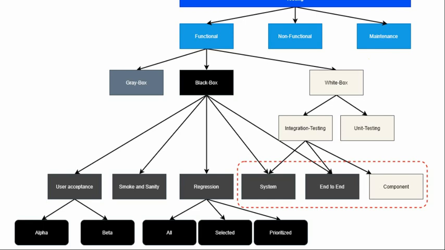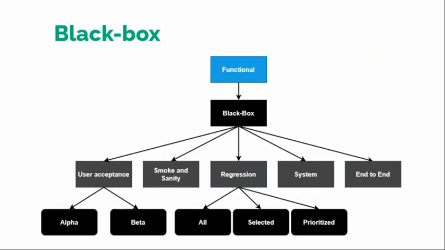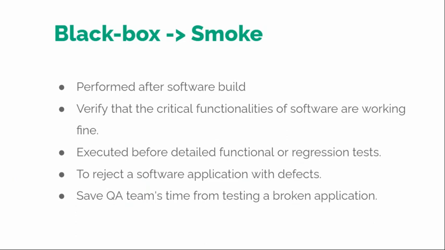So let's come back to our main topic, which is black box testing. Black box testing is divided into user acceptance, smoke and sanity testing, regression testing, system testing, and end-to-end testing. So we'll talk about these aspects and cover these in the white box testing.